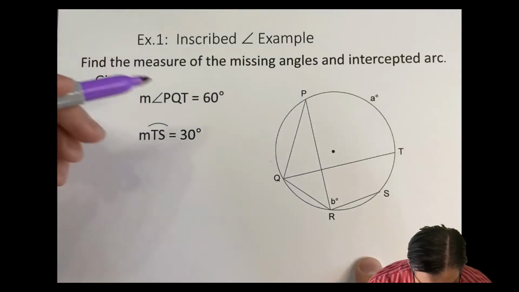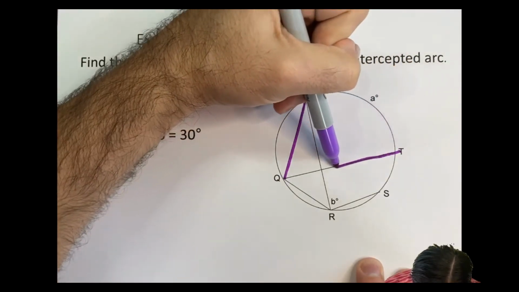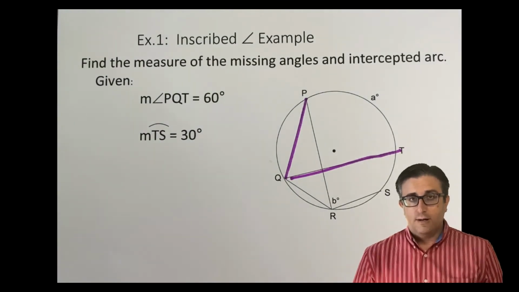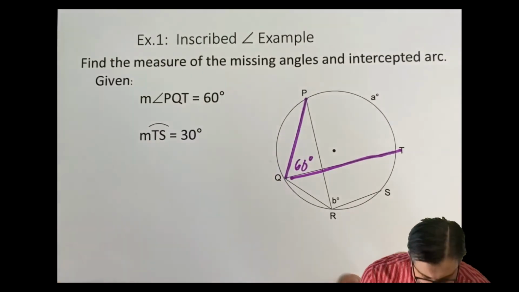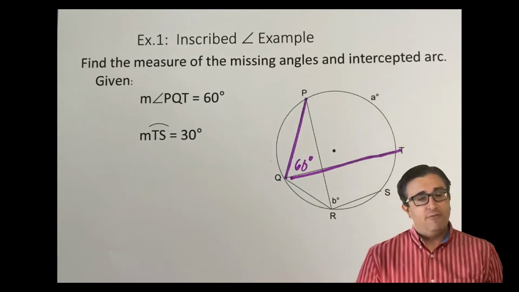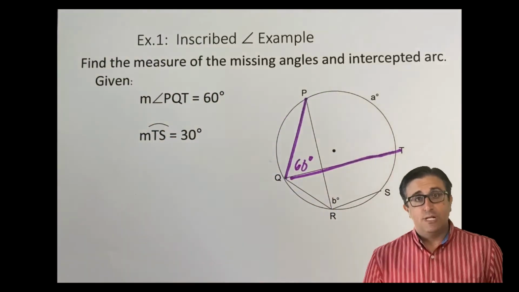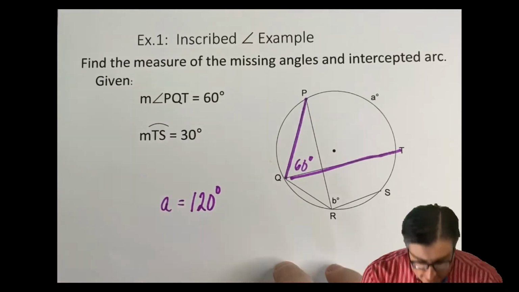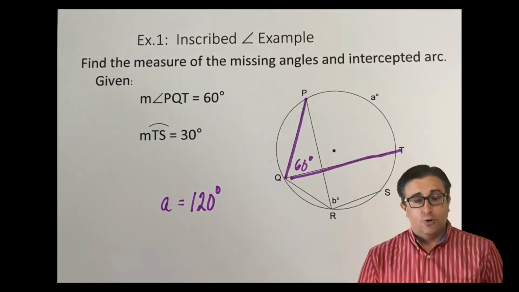So I noticed that angle PQT is made by chord PQ and chord TQ. I like to trace the chords to visualize where the arcs are that are created. So PQT is 60 degrees. Immediately I know inscribed angles are always half the size of the intercepted arc. A is the intercepted arc, so A is double 60 degrees, or 120 degrees. It becomes a lot easier when you trace out the chords.